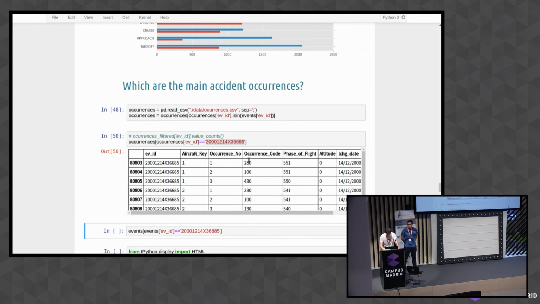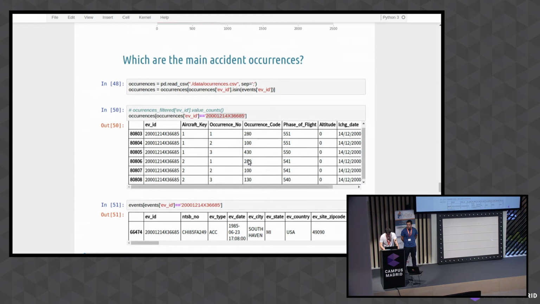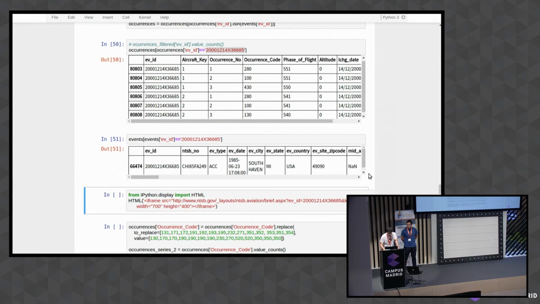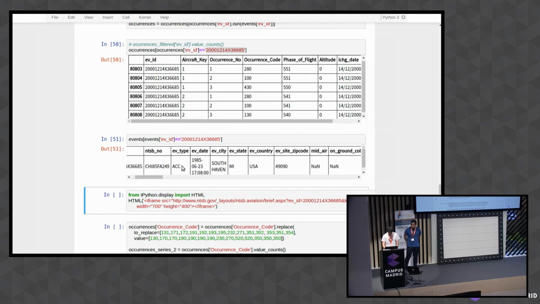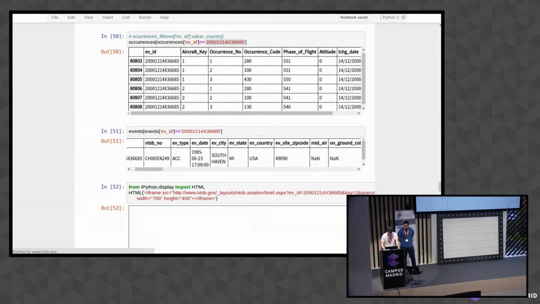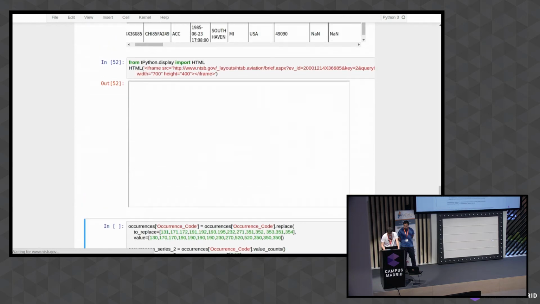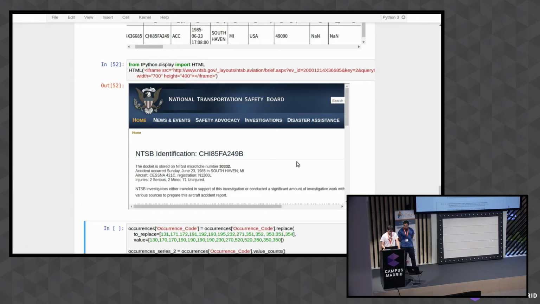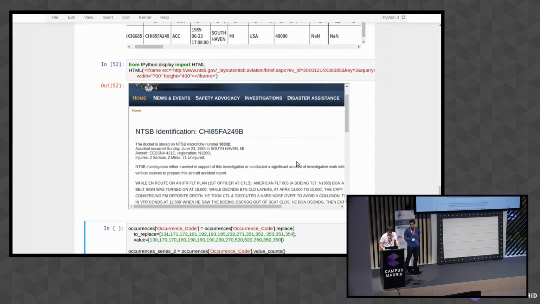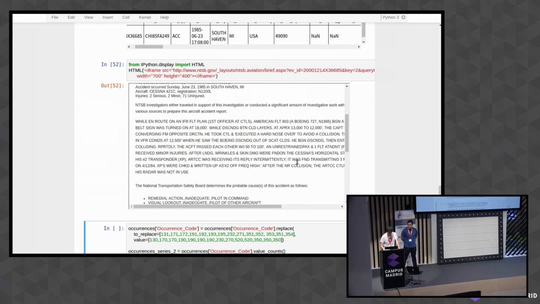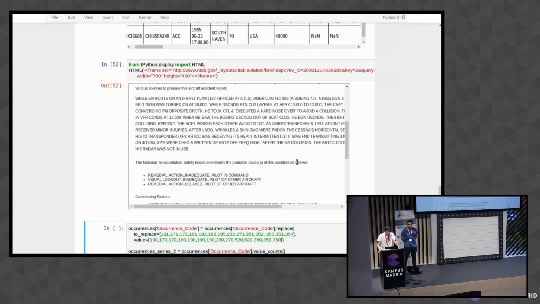We were curious about this case, so we got more information for it. We entered the ID in the events table, so we can see it happens in 1985 in South Haven, the United States. And we also decided to look for a brief report. Okay, this is the National Transportation Safety Board webpage. We can look for reports of the accidents, and we can have a look there at what happened.